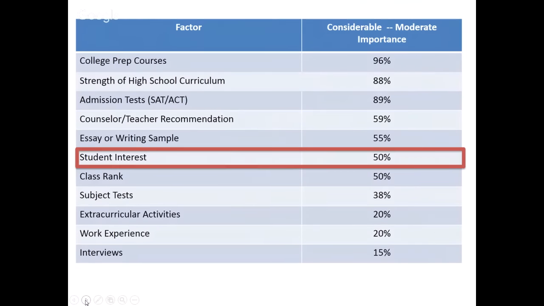Student interest. About 50% of colleges said this was considerably or moderately important. I'm going to look for questions before I move on if we have any.